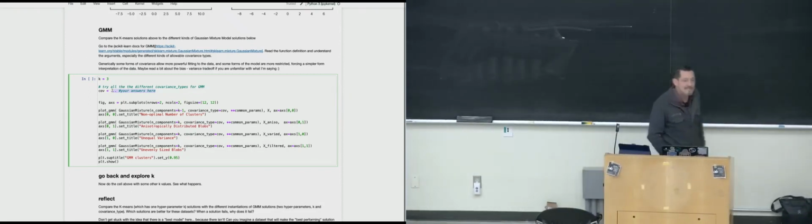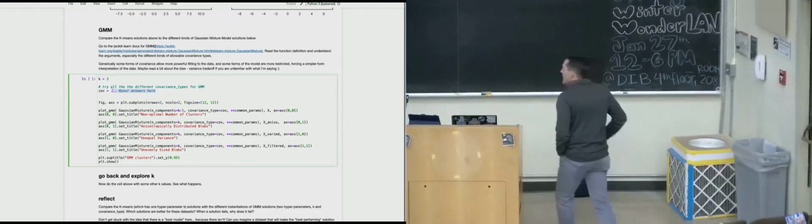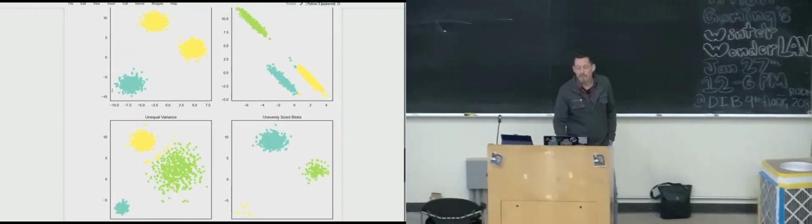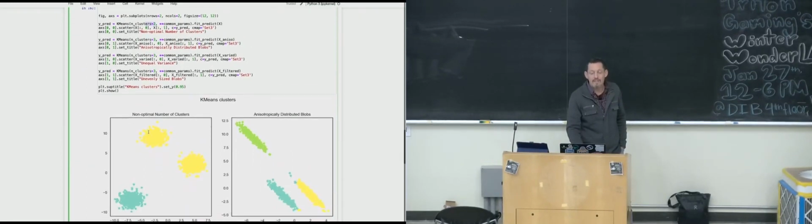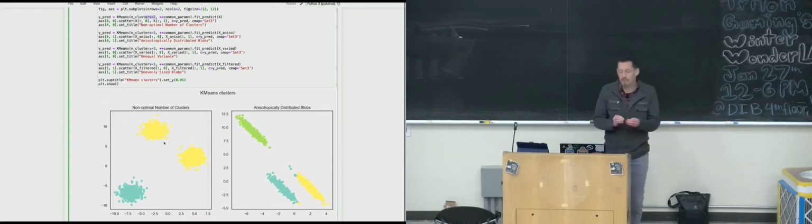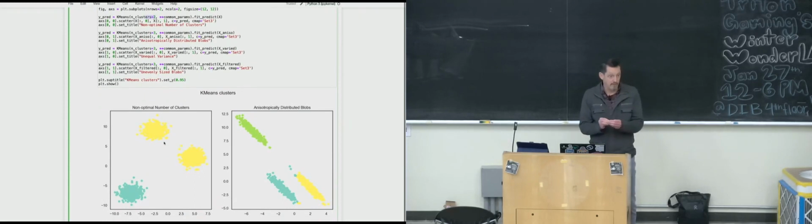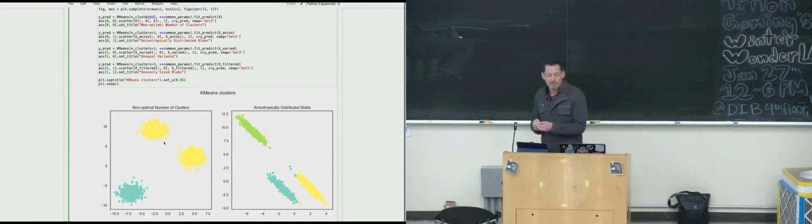Why does k-means screw up in the top left? Good question. In the top left, which you may not have quite noticed, we're only fitting 2 clusters. So it's a non-optimal number of clusters: it's a 3-cluster problem, and we said k equal to 2. In general, that's going to be difficult for everything, but what you're going to see is they're going to fail differently.